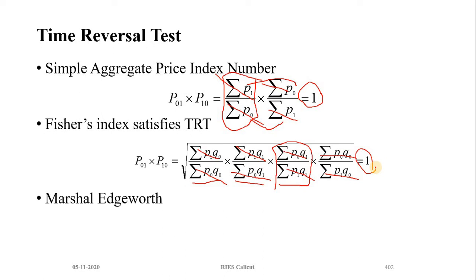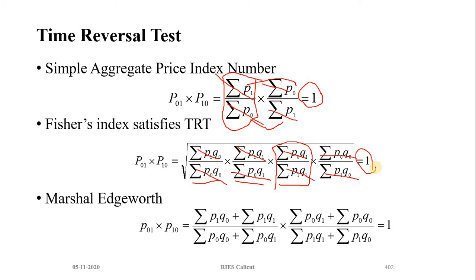Now you look at the Marshall-Edgeworth index. So this will be the equation. This is the numerator for the Laspeyres index. This is the numerator for the Paasche's index. This is the denominator for the Laspeyres index. This is the denominator for the Paasche's index. So Marshall and Edgeworth are taking the arithmetic average of Q0 and Q1 as the weight. So it will look like this, and if you change the subscript, 0 becomes 1 and 1 becomes 0.